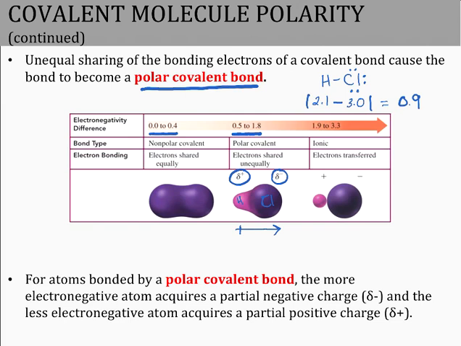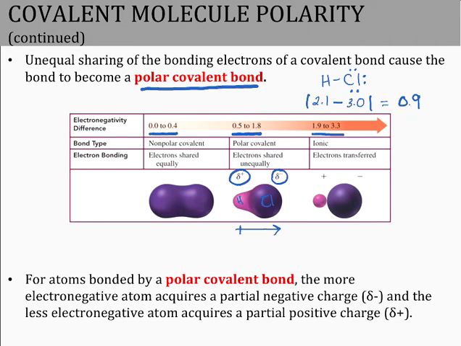Now, what if the electronegativity difference between two atoms is in the range of 1.9 to 3.3? That means we have a complete transfer of electrons, and we actually have an ionic bond. So remember, ionic bonds occur between a metal and a nonmetal. So that's another way to tell that you have an ionic bond.